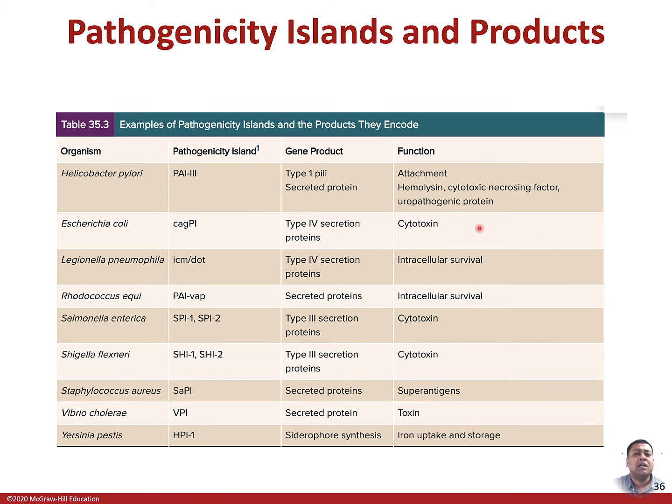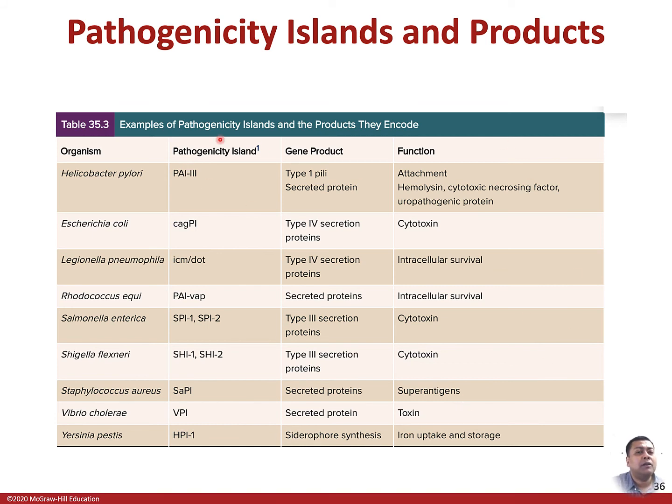There are many different types. They can produce this cytotoxin. We talked about that. And you can see Legionella pneumophila. This is also another bacteria which can produce this type 4 secretion for intracellular survival so that they can survive inside a cell. And you have many different things: Salmonella can produce the cytotoxin, Shigella can produce a cytotoxin, and there are many other different ones. Vibrio cholerae can produce these toxin-secreted proteins. And we are going to see a couple of examples and their mechanism of action. So you can easily see that all these different organisms have a specific pathogenicity island which is responsible for producing these gene products and their function.